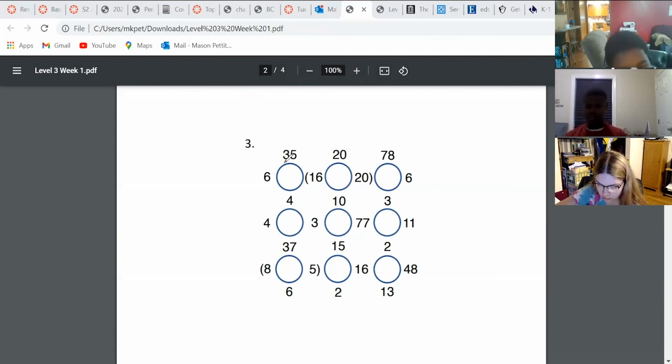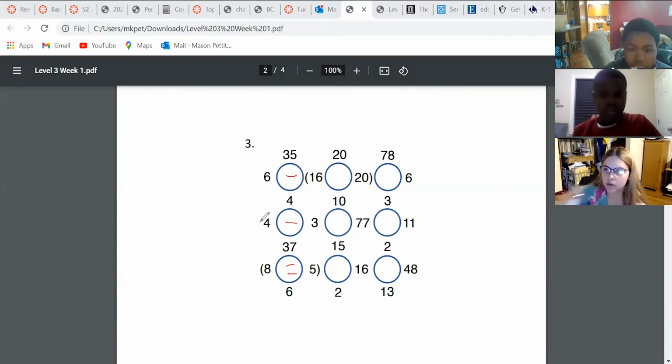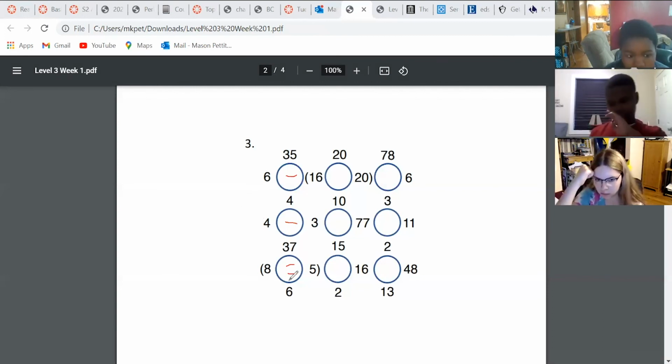Okay, Mason, Margot said 35 minus 4 minus 37 equals 6. Okay, hold up. Let's think about this for a second. 35 minus 4 should give us 31. But then 31 minus 37 should give us negative 6. So I think you're on the right track, but maybe we need to rework it in a different order.